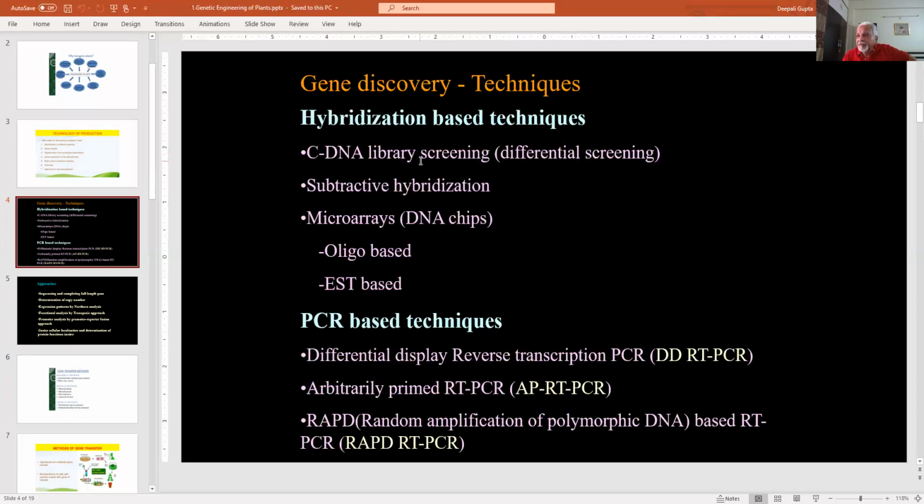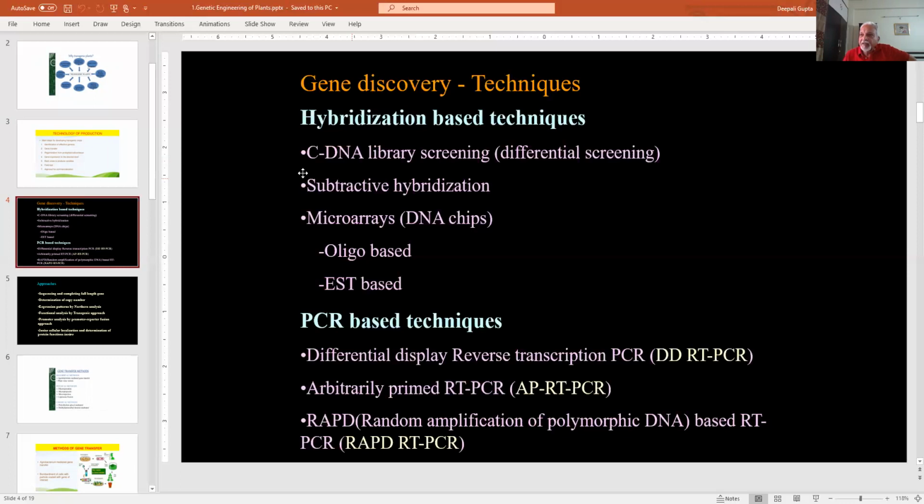So in hybridization based techniques, you make the cDNA libraries, and then these libraries are differentially screened. What is this differential screening? You screen the same library 2 times, one with the probes from normal plants, and then the second round is done by the probe generated from the test conditions. And you pick up the genes which are expressing only in the test conditions, and then you go ahead with that for further characterizing.